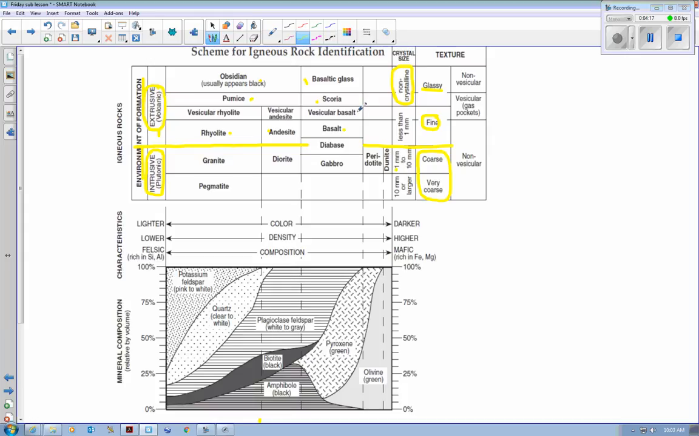And you also see this word vesicular that appears here. Vesicular means it has air bubbles in it. You remember in class I showed you some examples of rocks that have air bubbles in them.